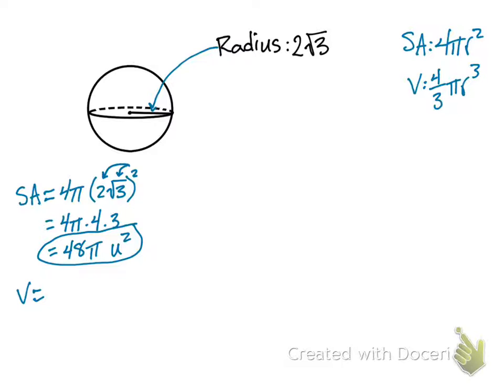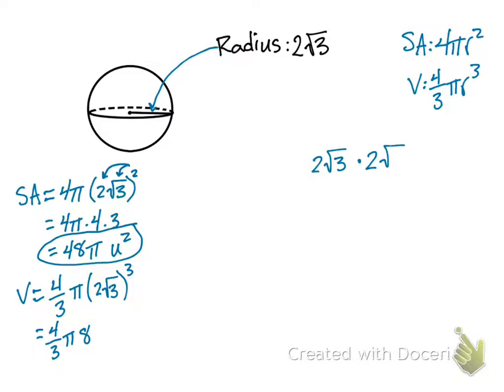Okay, so for our volume, volume equals the volume formula, 4/3 pi r cubed. So we'll have 4/3 times pi times the radius cubed. Now when we cube something, remember we're multiplying that thing by itself 3 times. If we cube 2, 2 times 2 times 2 is 8. But let's come over here, 2 square root of 3 times 2 square root of 3 times 2 square root of 3. Let's just remind ourselves how this works.